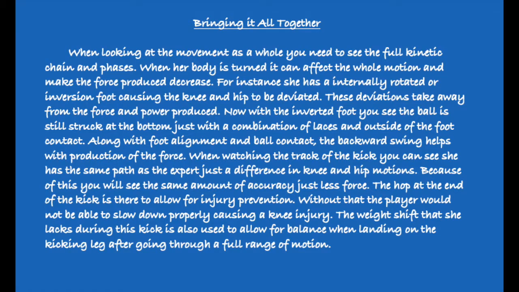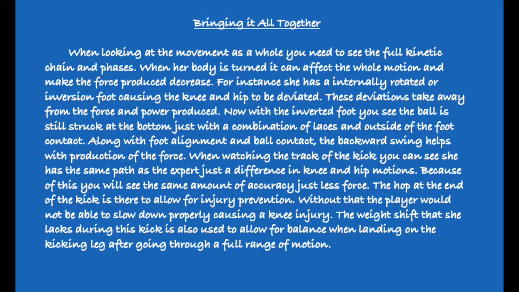Bringing it all together. When looking at the movement as a whole, you need to see the full kinetic chain of phases. When her body is turned, it can affect the whole motion and make the force produced decrease. For instance, she has the internally rotated or inversion foot, causing the knee and hip to be deviated. These deviations take away from the force and power produced. Now, with the same inverted foot, you see the ball is still struck at the bottom, just with a combination of laces and outside the foot contact.